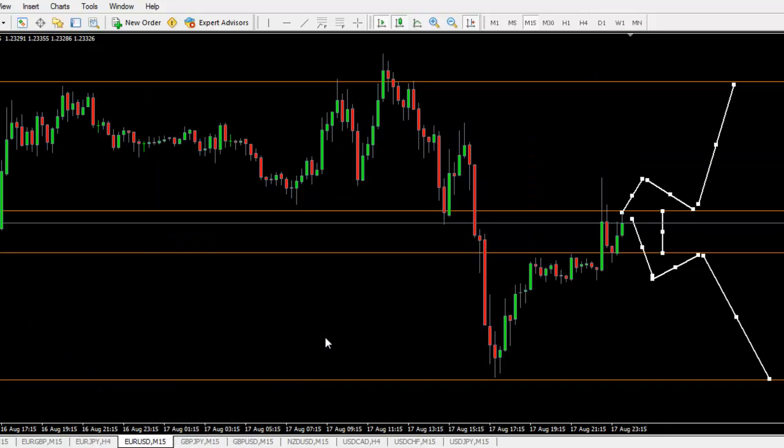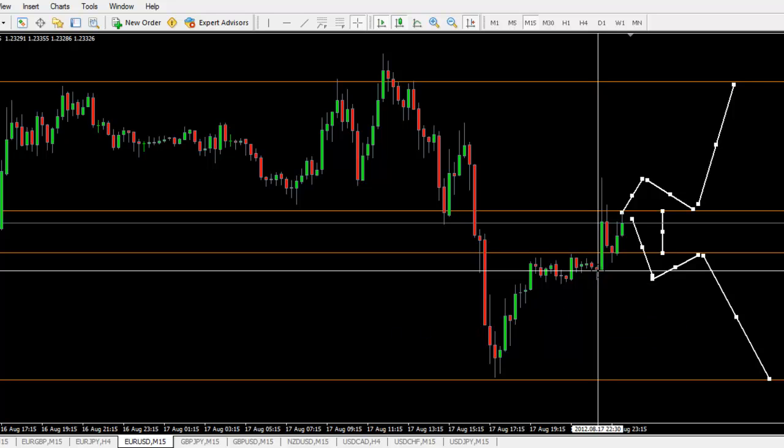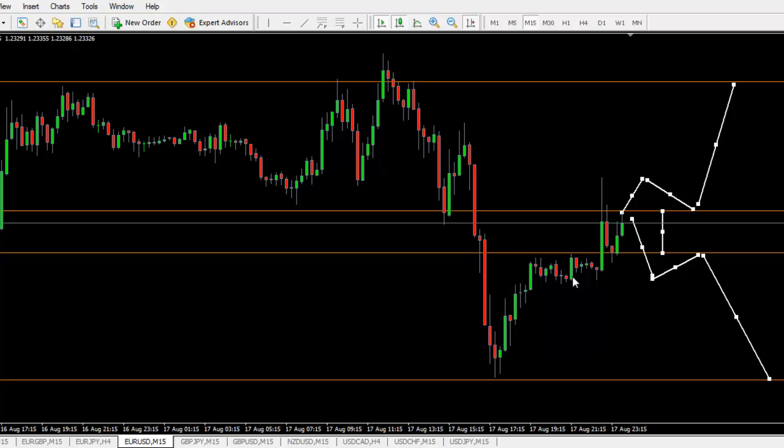Here we got the EURUSD 15-minute chart. Right now we are stuck in a range, a very tight range. We had a nice move down on Friday. This is Friday between these vertical lines here. This is Friday, so we had a very nice move down.